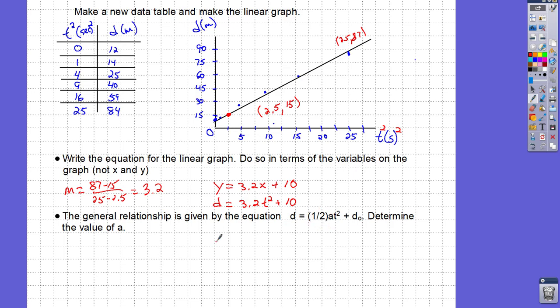So this lets us make the equation, so 1/2 a is equal to 3.2. So that's just a quick comparison. So that means a is equal to 6.4. Okay, and I'll let you fill in the units later. Since it's acceleration, it would be meters per second squared. Okay, so that's the idea.